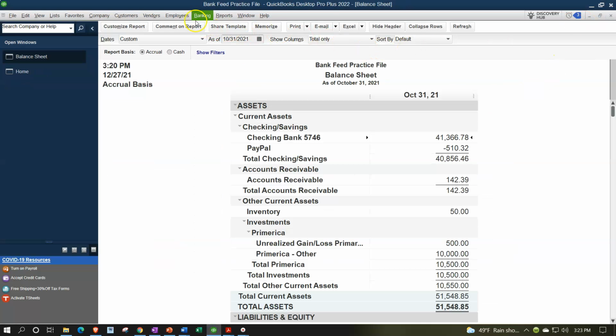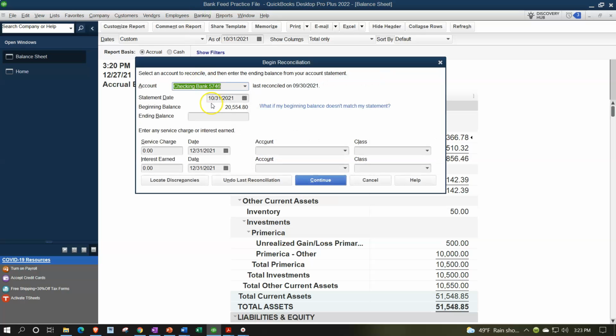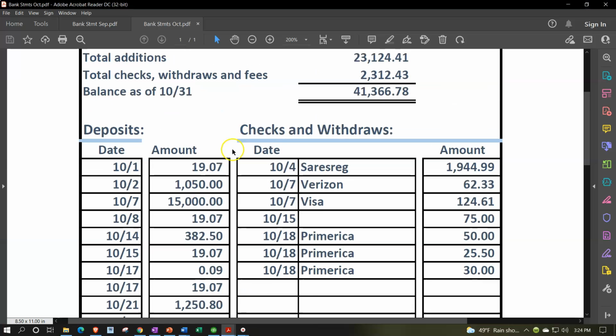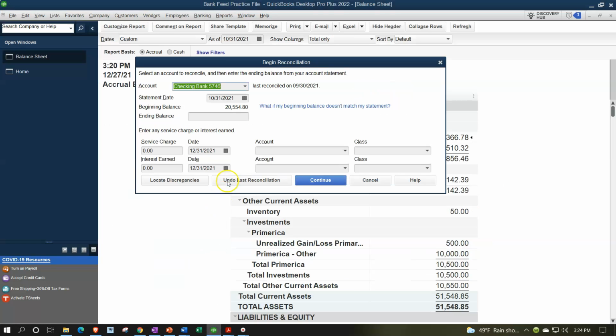And let's go to the banking dropdown and let's go to the reconcile, banking and reconcile. Now I'm in the checking account. It's going to be 10/31. The beginning balance now populates automatically at the 10,554.80, matching the beginning balance on the bank statement as it should. And that should always roll forward going forward. The ending balance is what we need.